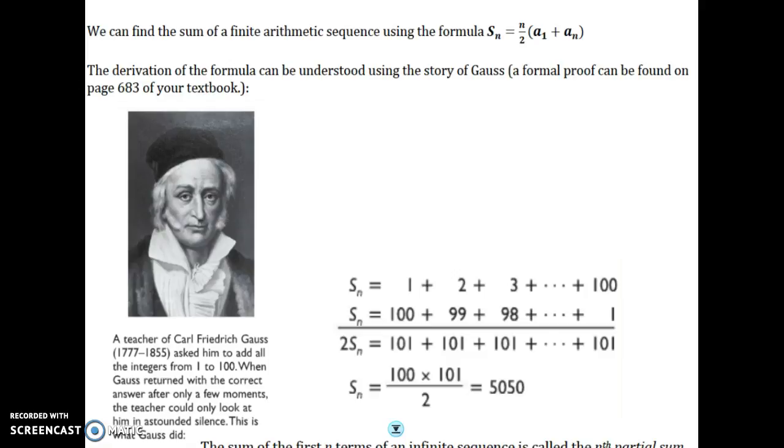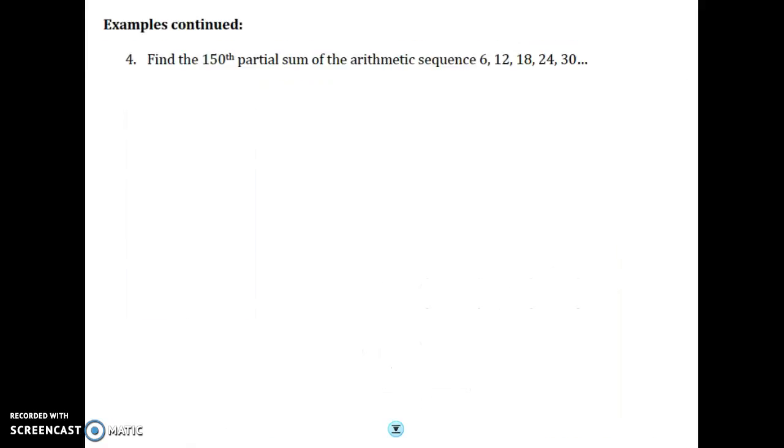Okay, so in addition to being able to establish this explicit rule for an arithmetic sequence, we're also going to look at finding the sum of the terms in an arithmetic sequence. Now, I'm going to give you a moment to just pause and read through the following notes before we take a look at the next example. So if we want to find the 150th partial sum, it really means that we want to find the sum of the first 150 terms.